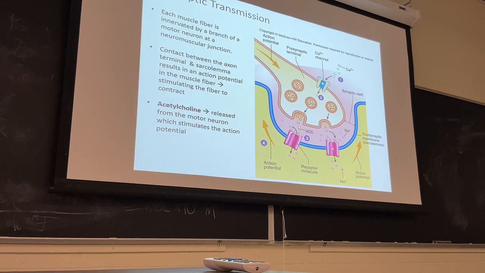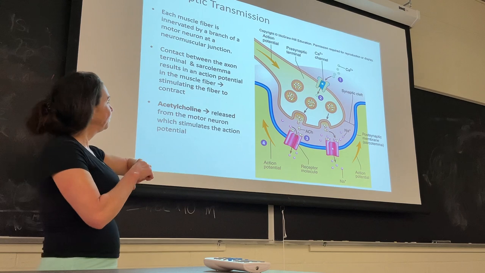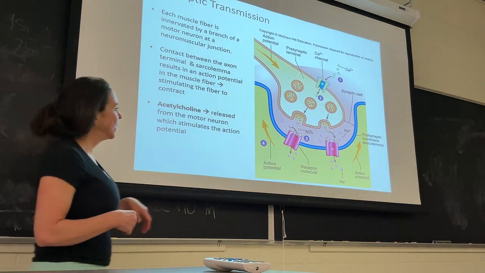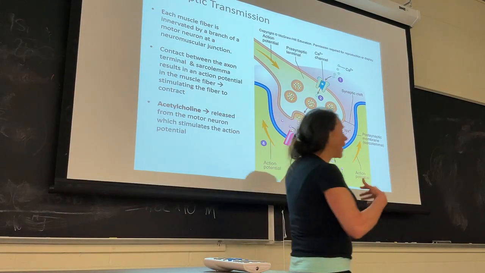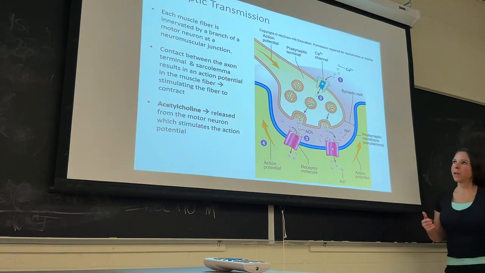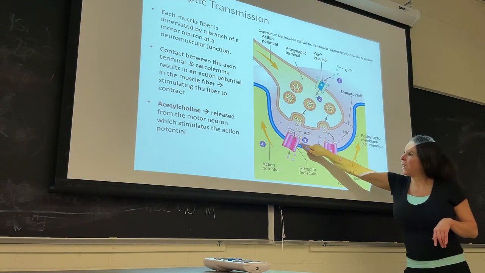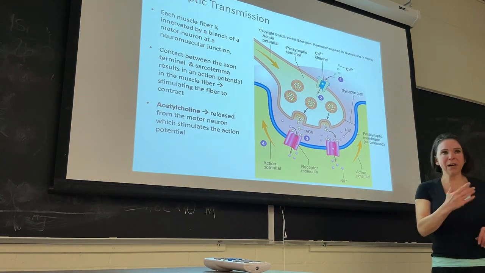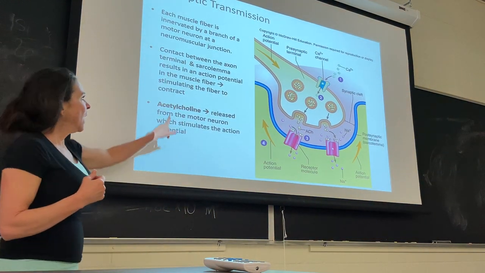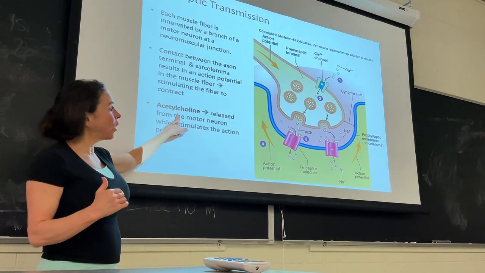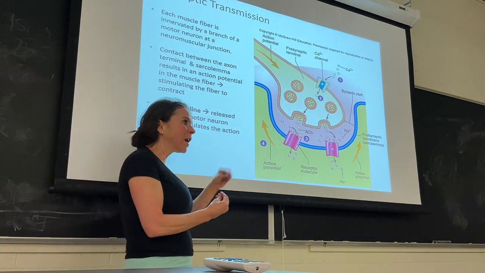Synaptic transmission. We'll go through it step by step. Each muscle fiber is innervated by a branch of a neuron at the neuromuscular junction. I'm just laying down the foundation. Contact between the axon and the muscle fiber results in an action potential, stimulating the muscle fiber to contract. I want to emphasize that acetylcholine is the neurotransmitter responsible for stimulating muscle fibers.